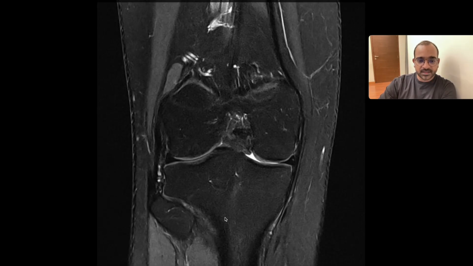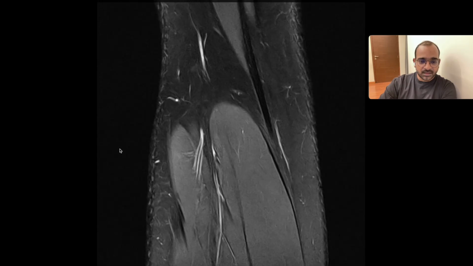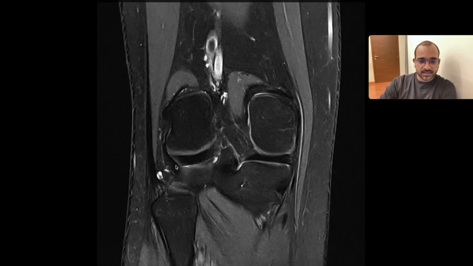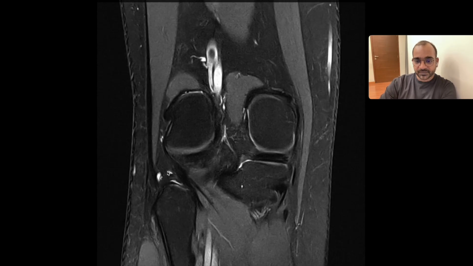And if we see on a coronal image here, there is a popliteus muscle. If we see, there is a small band which is connecting this popliteus muscle with the head of the fibula. This small fan-shaped band is the popliteofibular ligament.